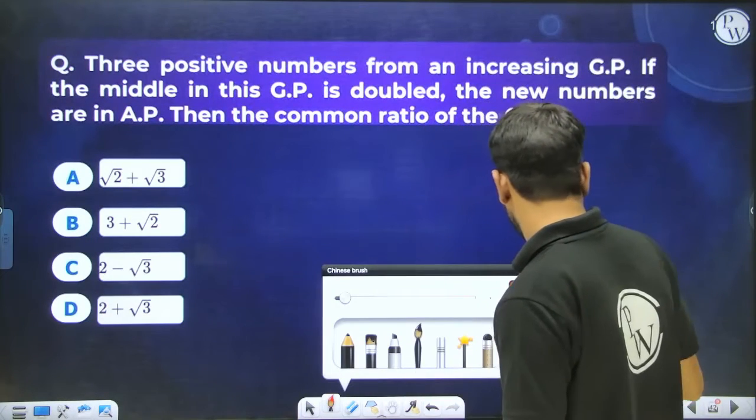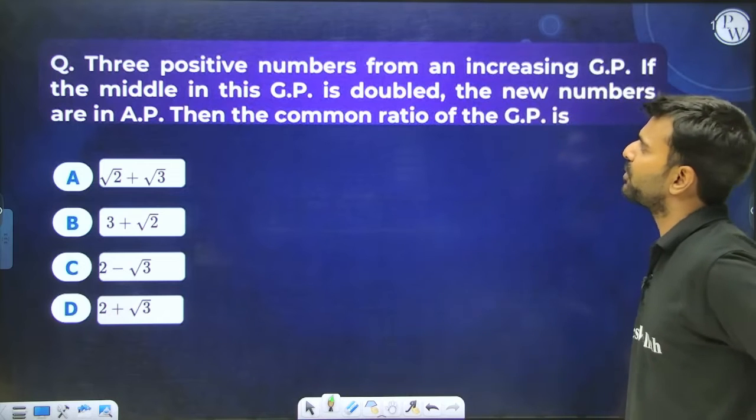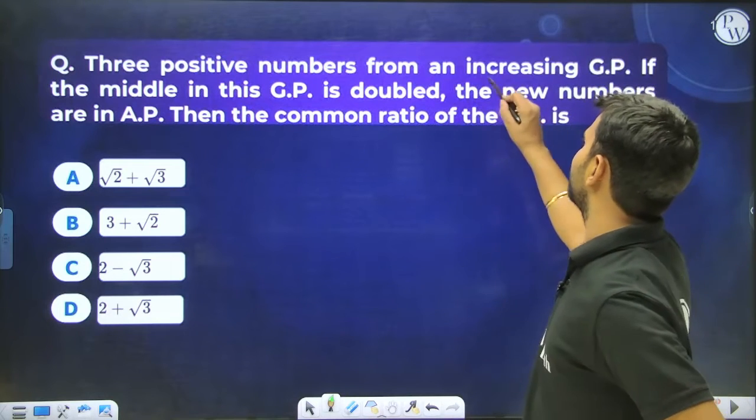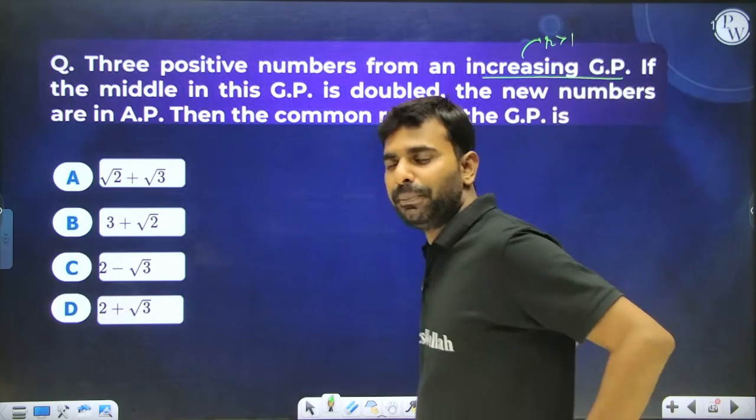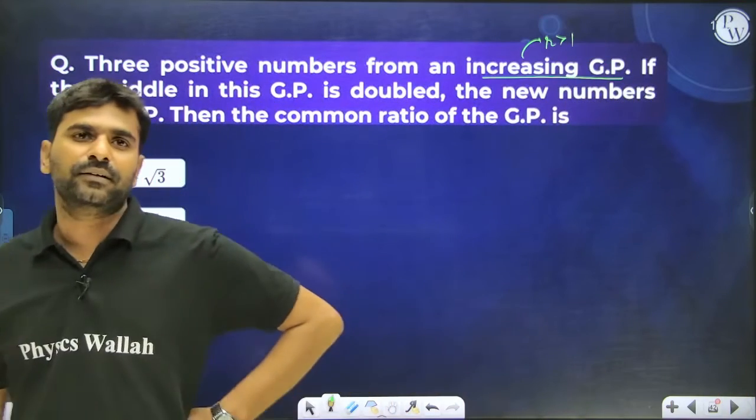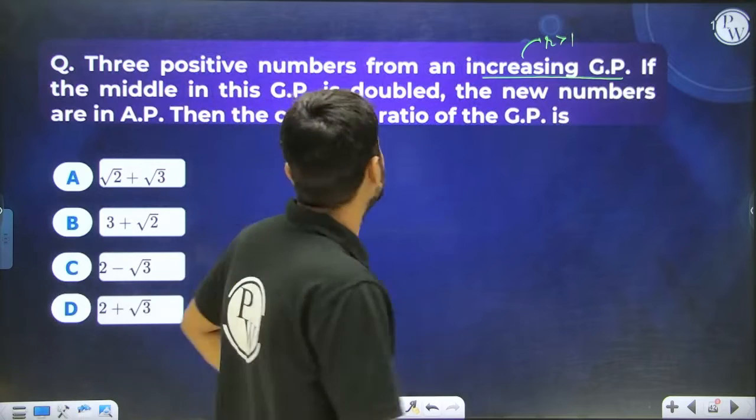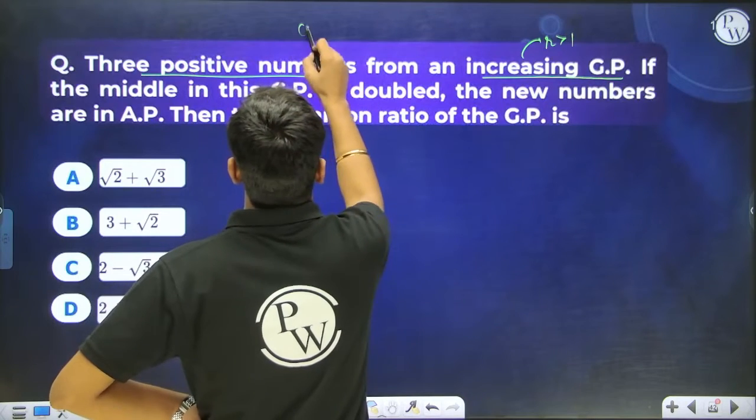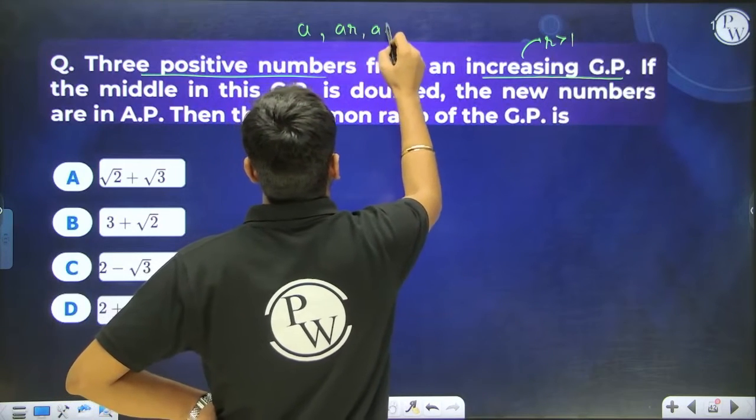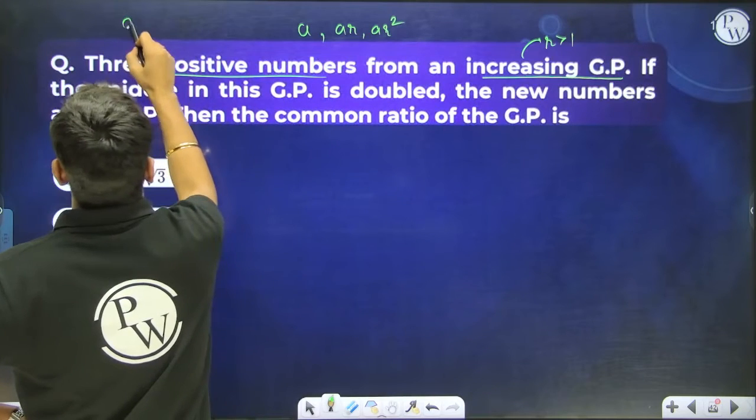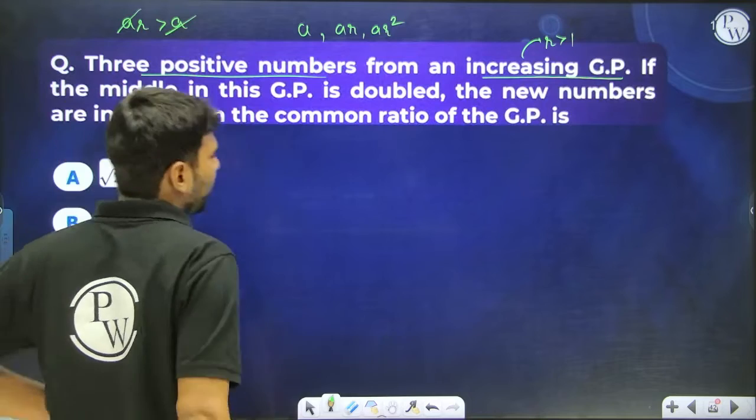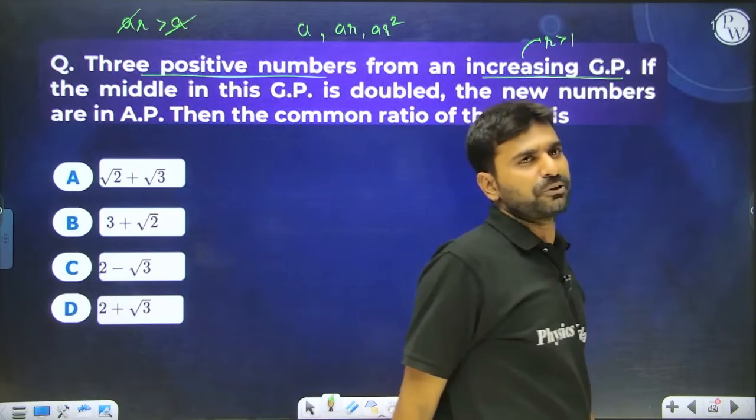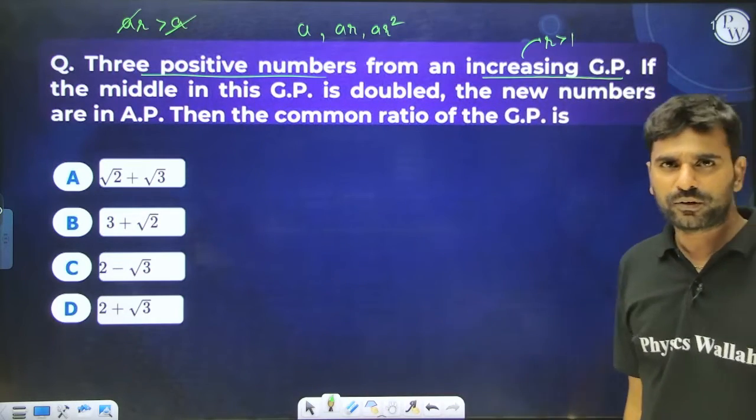Okay. So this is a very good example. 3 positive numbers form an increasing GP. Increasing GP means common ratio is greater than 1. Feel it? Yes, since the terms are already positive, let's say A, AR and AR square are the 3 terms. Now if the terms are increasing, AR has to be greater than A. Then A cancelled, the sign of inequality will not change because A is a positive number, so R has to be greater than 1. Okay, number 1.